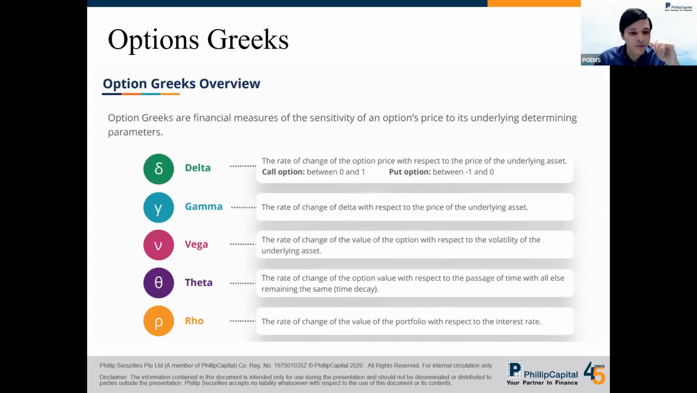The third one is Vega. Vega estimates how much the option price changes with respect to a 1% increase or decrease in the volatility of the underlying asset.